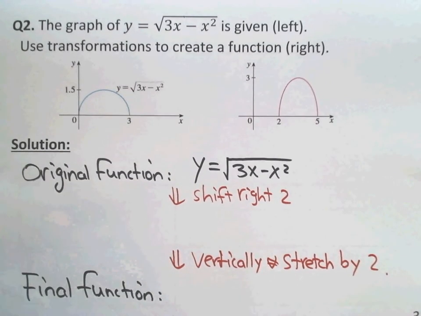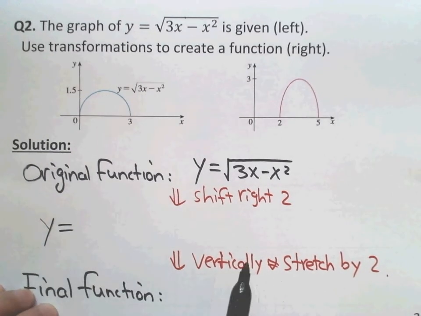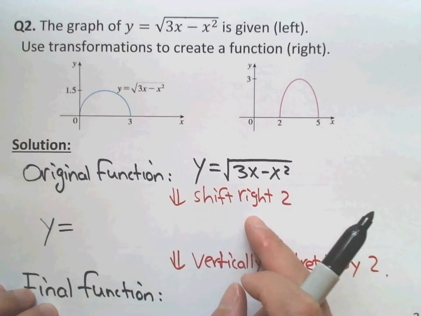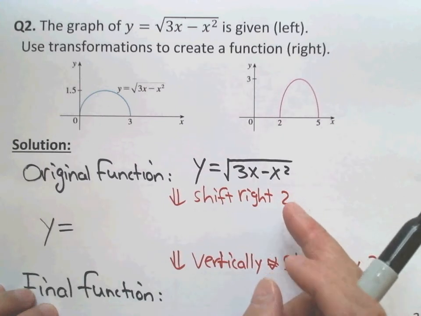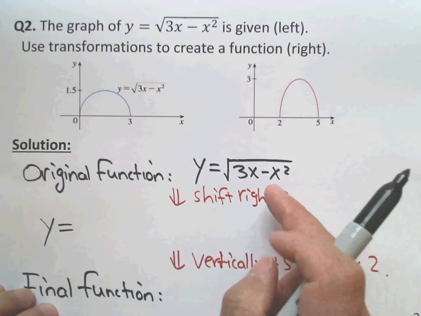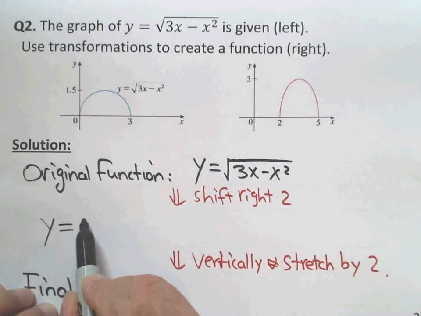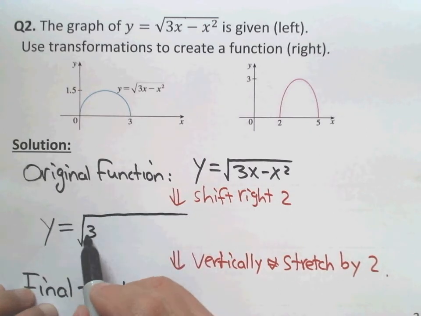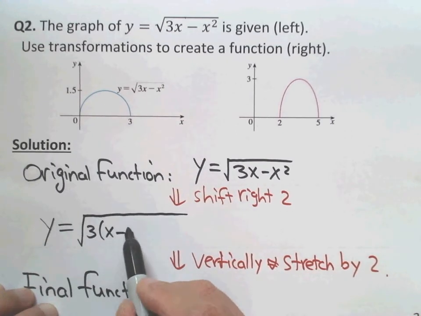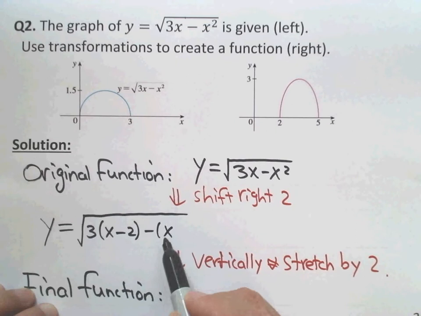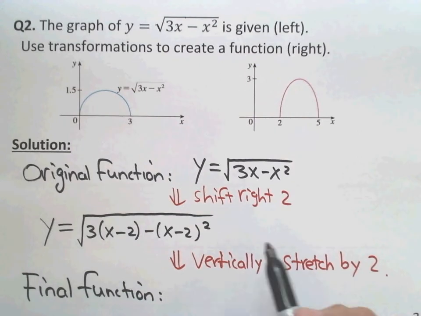What is the middle function? Y equals, shift the right. Do you remember shift right? We change x to x plus 2 or minus 2. Shift right is minus 2. So all we need to do is put it in like this: 3 times x minus 2, minus x minus 2 squared, right? That is the function.